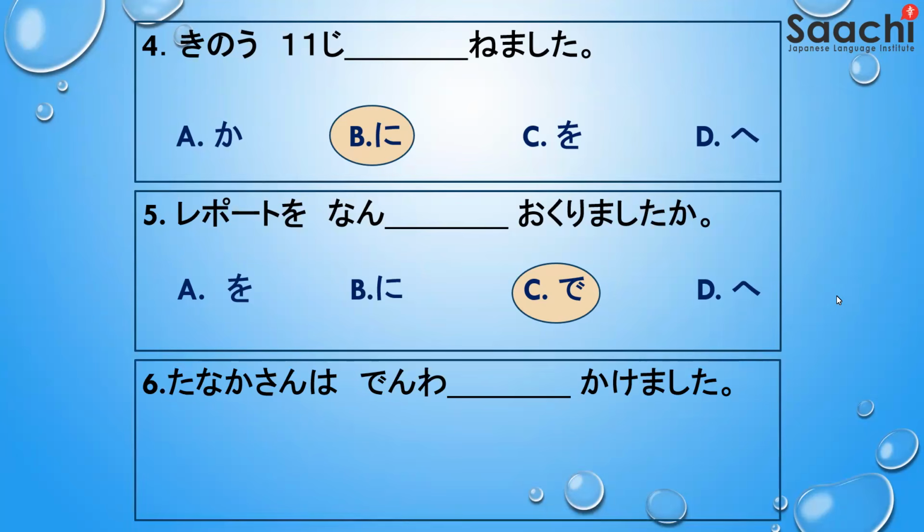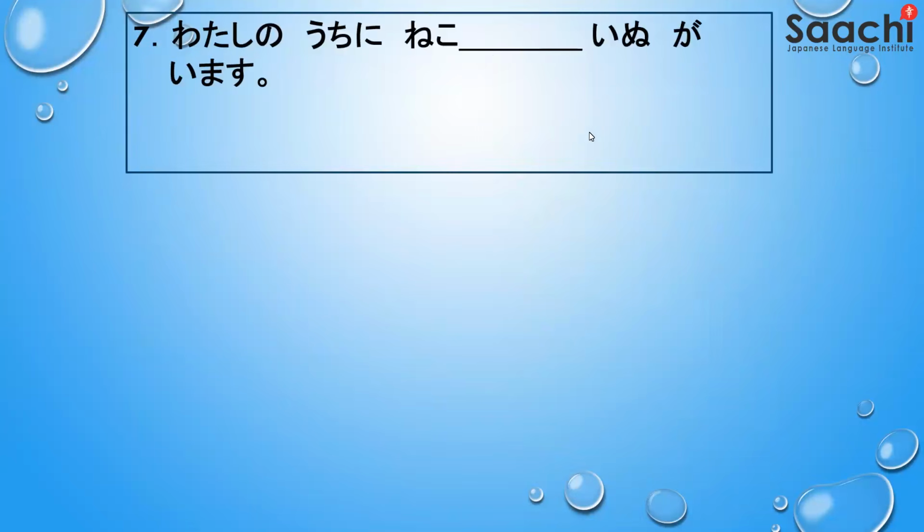何で送りましたか。はい、次は、田中さんは電話かけました。Options か、に、と、を。So the particle is the object marker を。田中さんは電話をかけました。Next question. 私のうちに猫、犬がいます。か、を、と、の。Answer is と。猫と犬。と is "and" in English, connecting between two nouns.